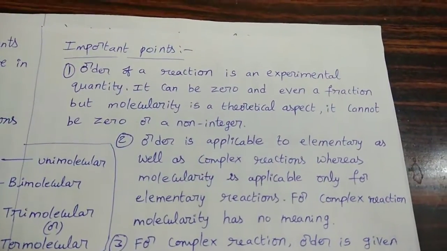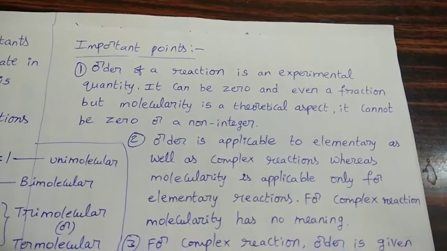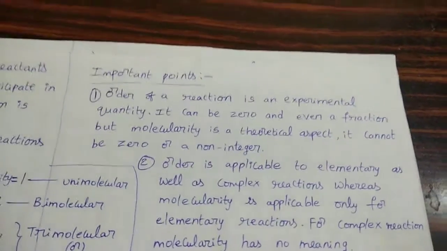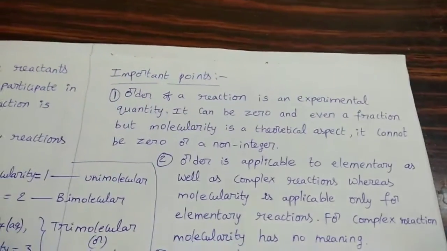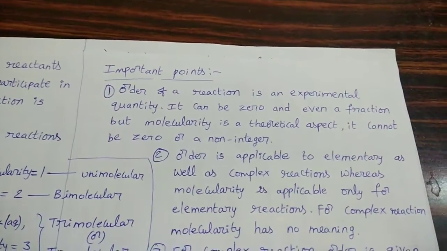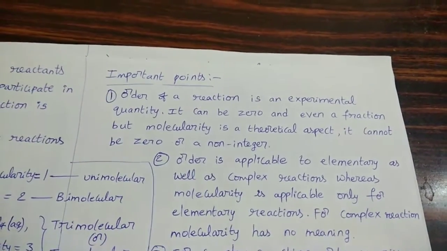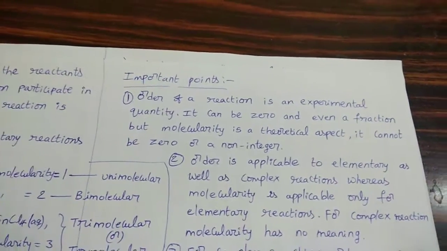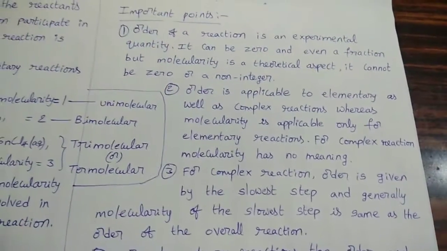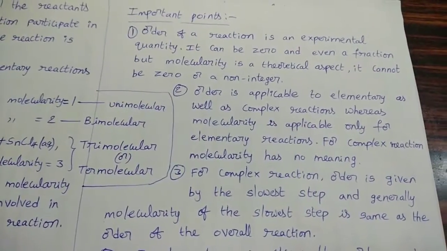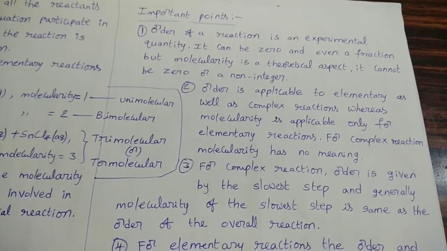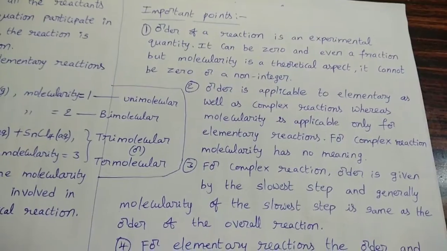Next, order is applicable to elementary as well as complex reactions, whereas molecularity is applicable only for elementary reactions. Order we can find for elementary reactions, and order for complex reactions also we can find. In case of elementary reactions, order is same as that of molecularity. In case of complex reactions, how can we find order? See this. For complex reaction, order is given by the slowest step, and generally molecularity of the slowest step is same as the order of the overall reaction.